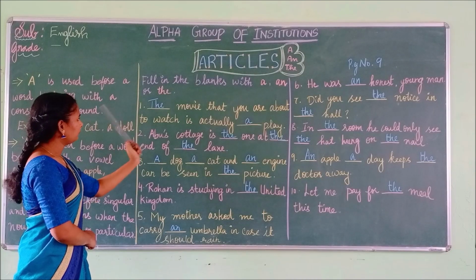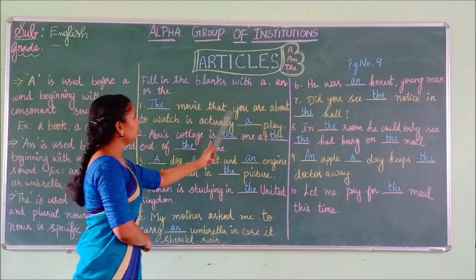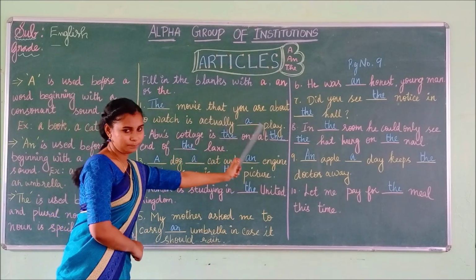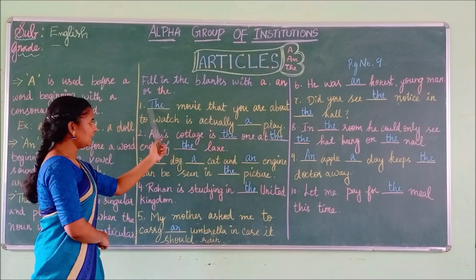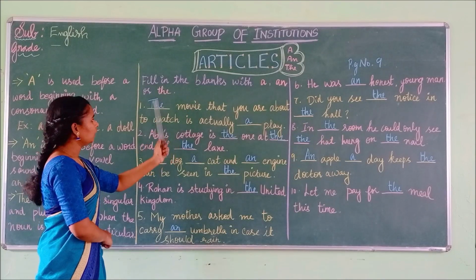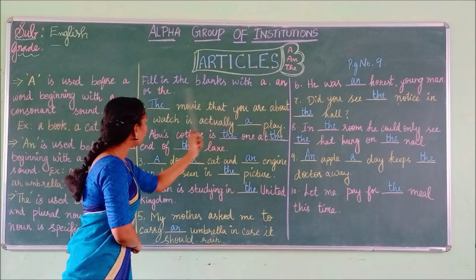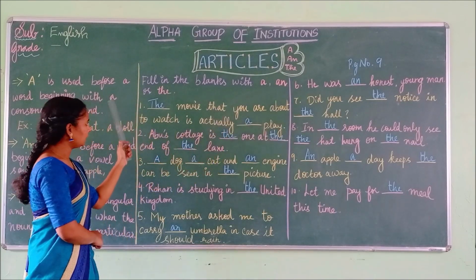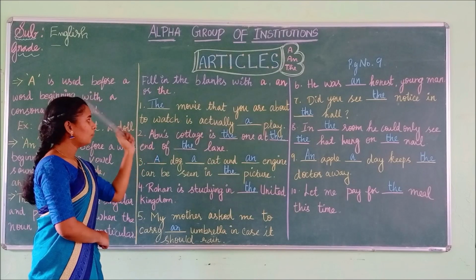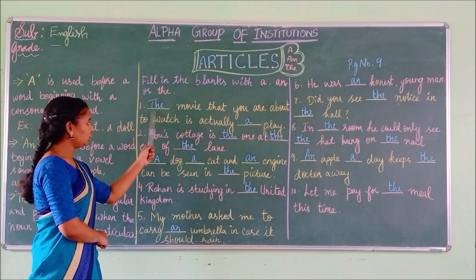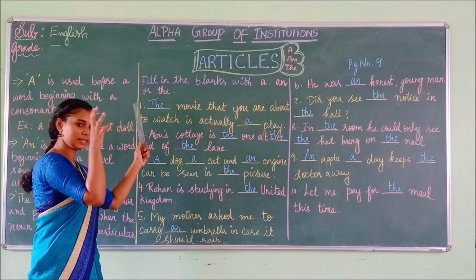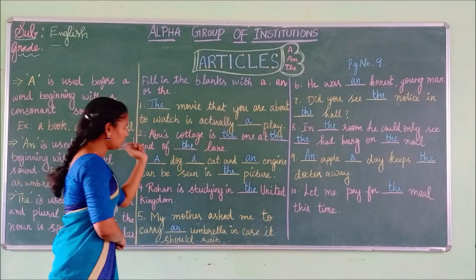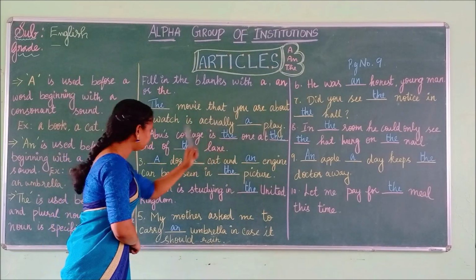First we have got, dash movie that you are about to watch is actually dash play. So here, what is the answer? The movie. The movie that you are about to watch is actually a play. So the answer here is the, because we are talking about one particular movie. So we have to use the as it specifies some particular movie. The movie that you are about to watch is actually a play.